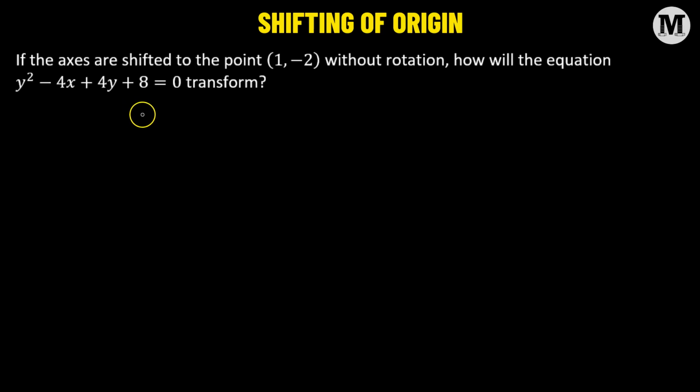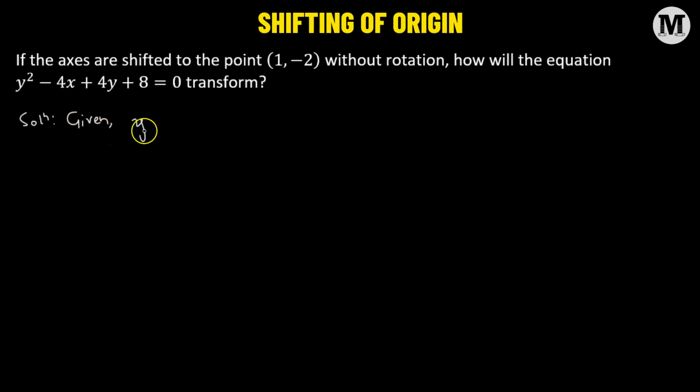So in this problem, it is given here that the axes are shifted to the point (1, -2) without rotation. How will the equation y squared minus 4x plus 4y plus 8 equals 0 transform? Now let's start with the given equation. So here we are given an equation.